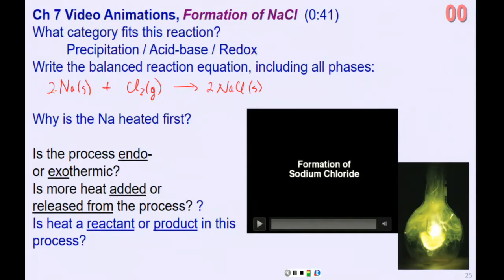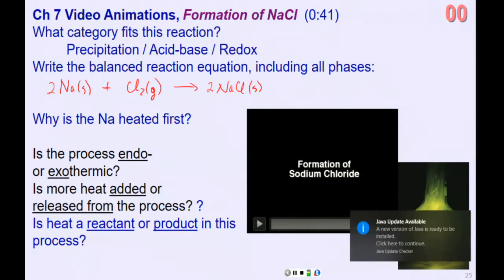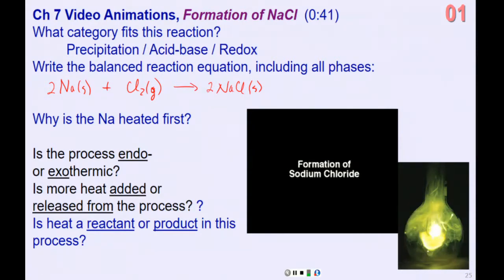Now, before we look at the video, let's look at the type of reaction. Is this precipitation? Is this acid-base? Or is it redox? Well, precipitation, we're looking for 2 aqueous substances to combine and give you a solid product, which we don't have here. Acid-base, you have to have an acid and a base, which we don't have here. And this would therefore be redox, where elements are turning into a compound.